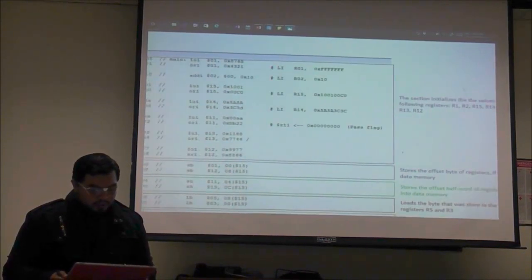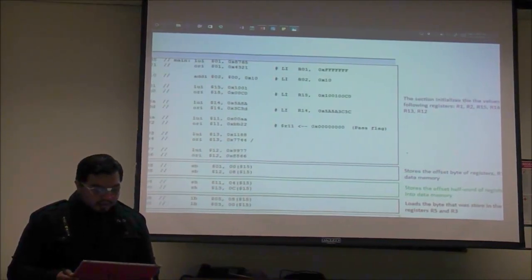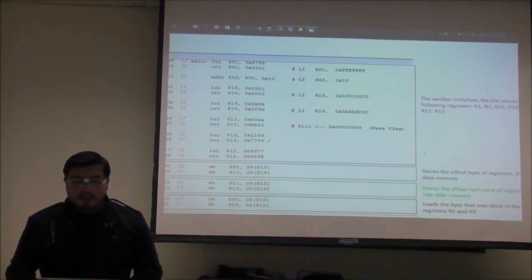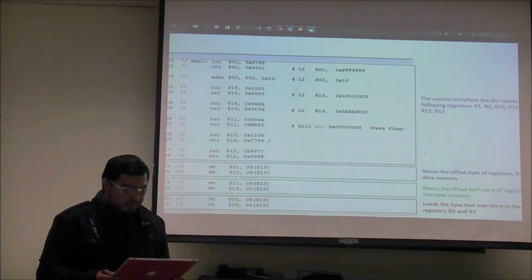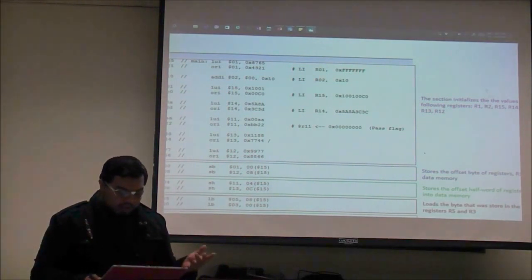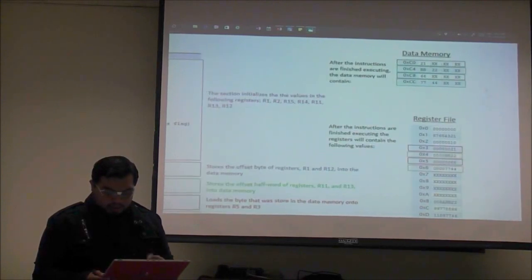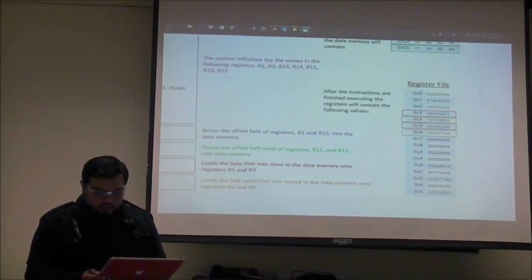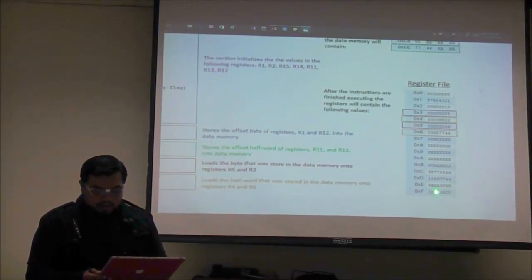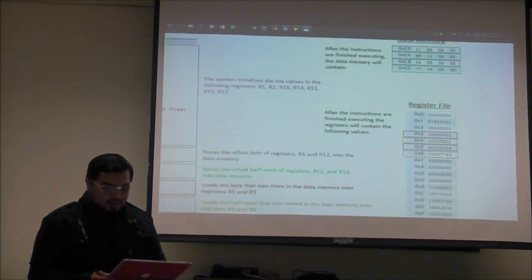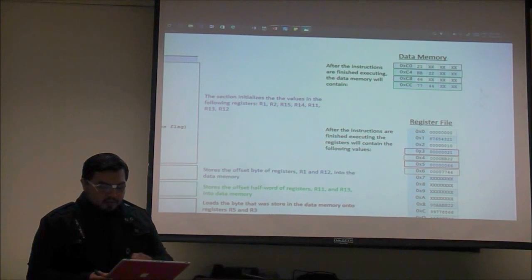The next one: get the contents from register 12 and store it onto base address 15 with offset 8. So again, register 15's base address is 0C0. Let's go to register 12. Register 12 happens to be CC8866. So let's go to the offset 8. Since it's storing a byte, it's just 66.